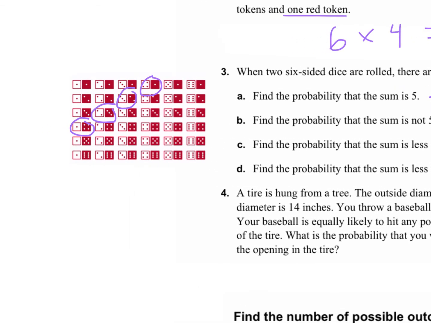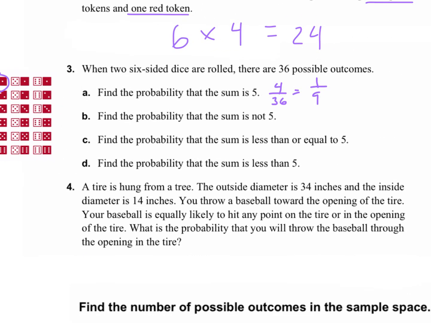Find the probability that the sum is not 5. So these are 4 where the sum is 5. So if 4 of the total are 5, that would mean 32 out of the 36 are not 5. And then we can simplify this to 8 over 9.